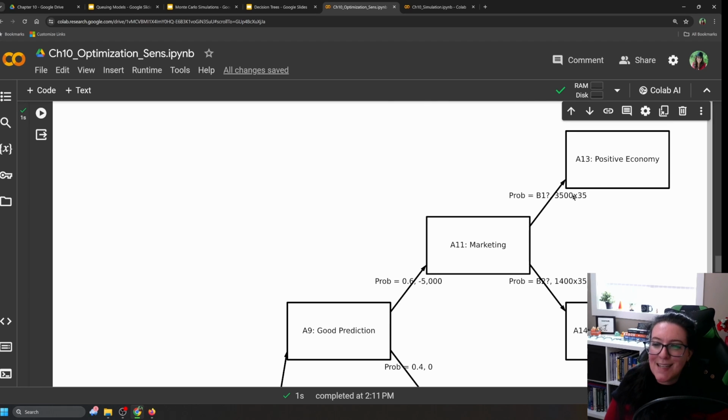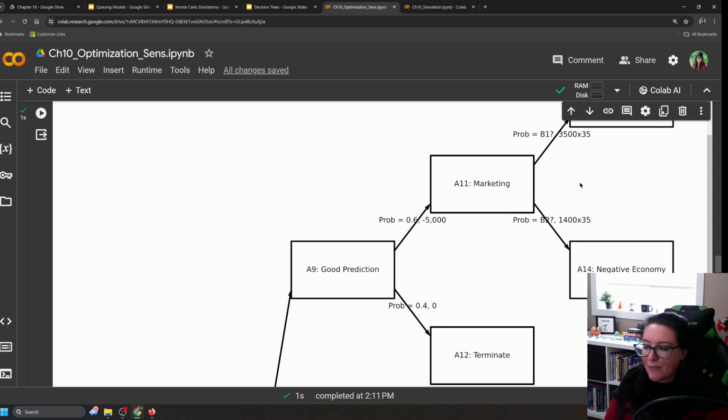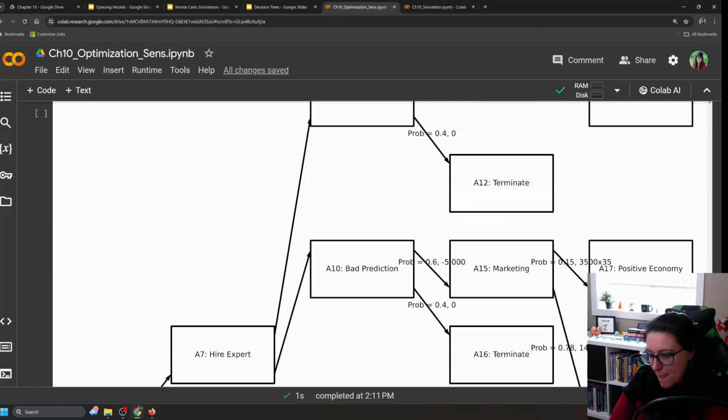Okay, so we need those conditional probabilities. If they predict good, what's the likelihood it'll be positive? If they predict bad, what's the likelihood it'll be positive? So we're going to use Bayes' theorem to help come up with those conditional probabilities, because remember, we have incomplete information. We don't actually know the probability of the good or bad economy, so we've hired an expert to help us figure it out. All right, so let's go back here.